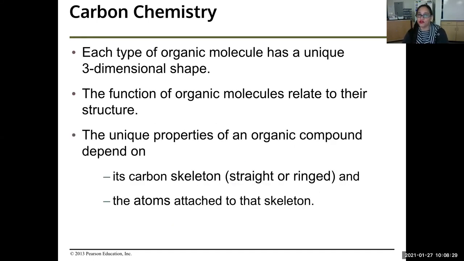Each type of organic molecule has a unique 3-dimensional shape. The function of organic molecules relates to their structure. The unique properties of an organic compound depend on its carbon skeleton. It can be either straight or ringed, like we saw the big, long, straight one, or it can be in a ring. And then the atoms attach to that skeleton.